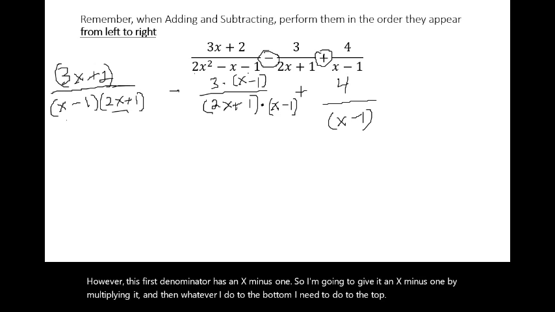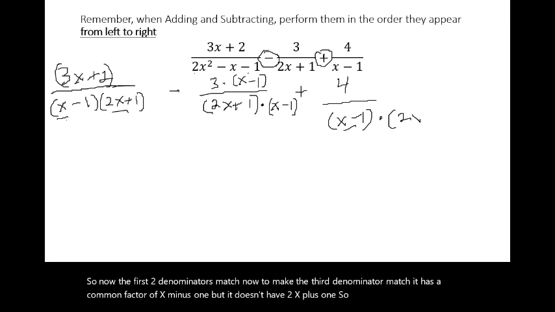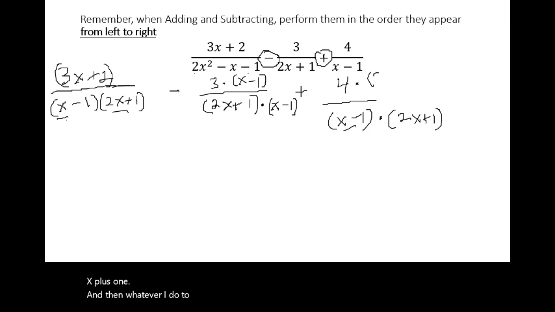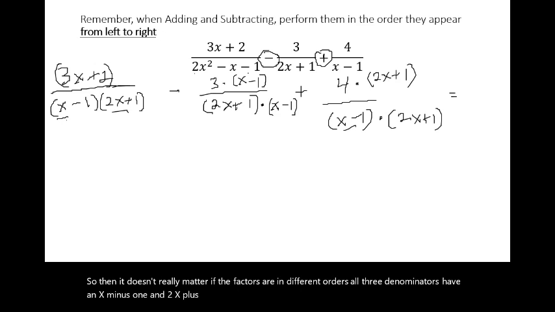So now the first two denominators match. Now to make the third denominator match, it has a common factor of x minus 1, but it doesn't have a 2x plus 1, so I'm going to multiply it by 2x plus 1, and then whatever I do to the bottom, I need to do to the top. So then, it doesn't really matter if the factors are in different orders. All three denominators have an x minus 1 and a 2x plus 1, so that is going to be a common denominator, so we are all set.